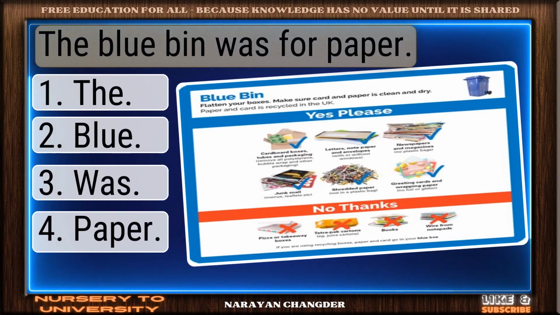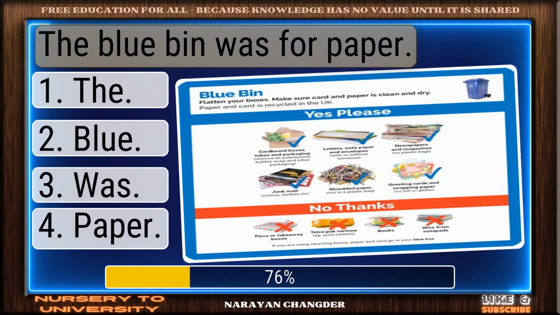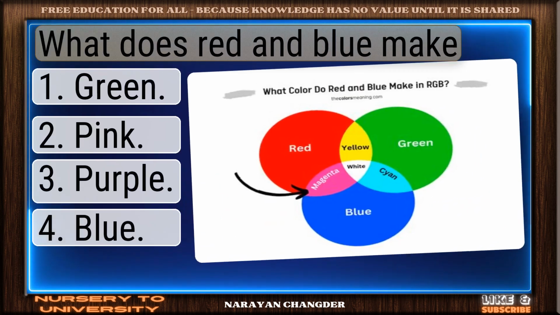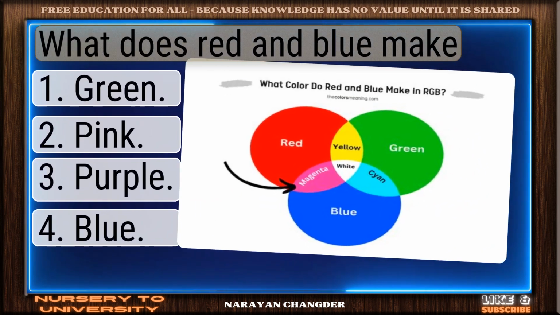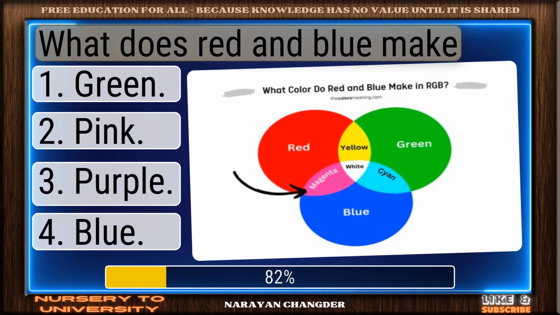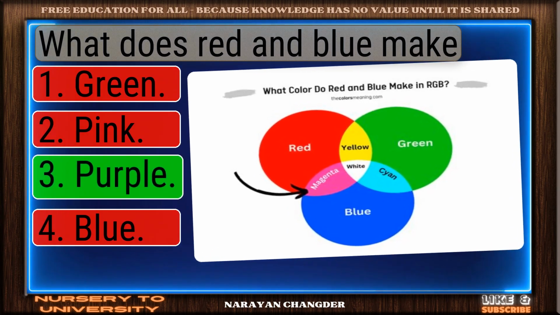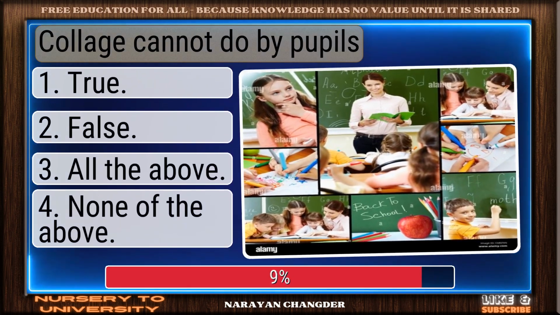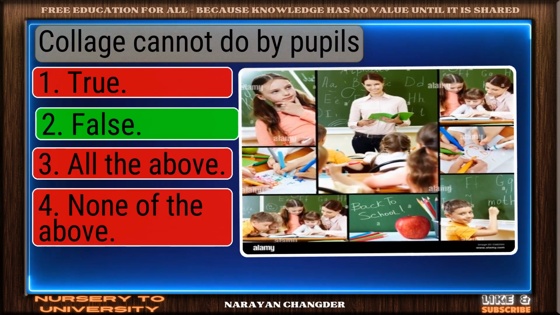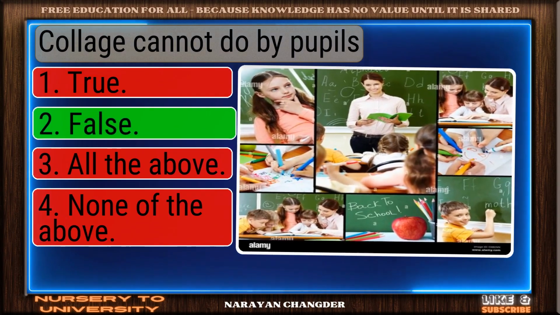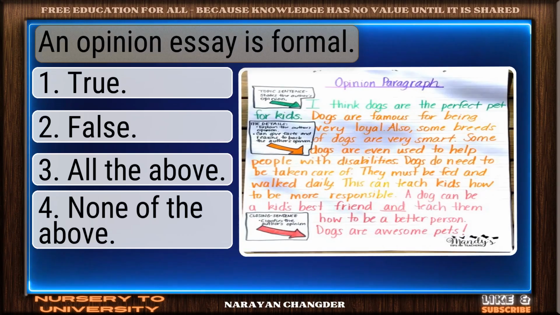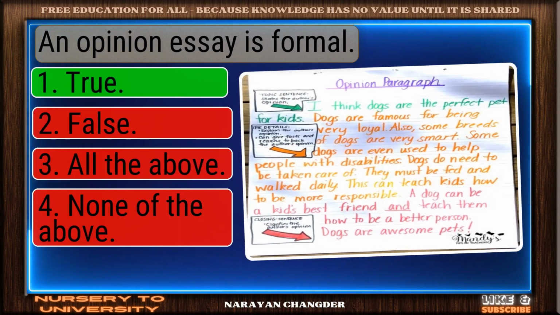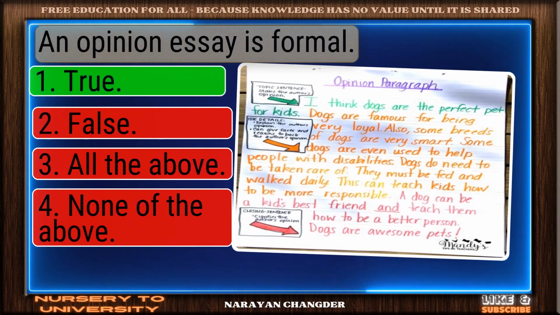The blue bin was for paper. You got it. Your choice blue is right. What does red and blue make? Right again. Purple is a valid answer. College cannot do by pupils. Smart pick. False is the correct choice. An opinion essay is formal. Great job. True is the accurate answer.